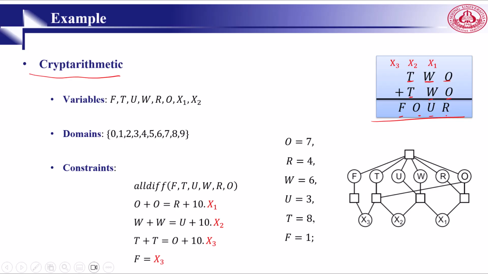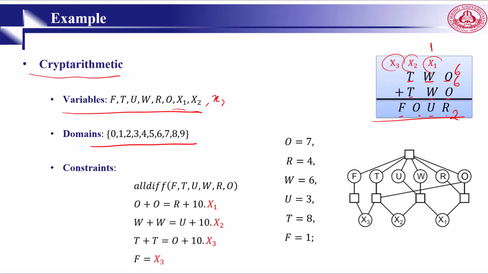So variables are the letters, and also we have some carries here, right? For example, O plus O, if for example O is equal to 6, then 2 will come here and 1 is the carry here. Our variables are these letters that we have, F, T, U, W, R, O, and X1, X2, X3 as carries. And the domain for each one is 0 to 9, right? So each letter can represent a number from 0 to 9.